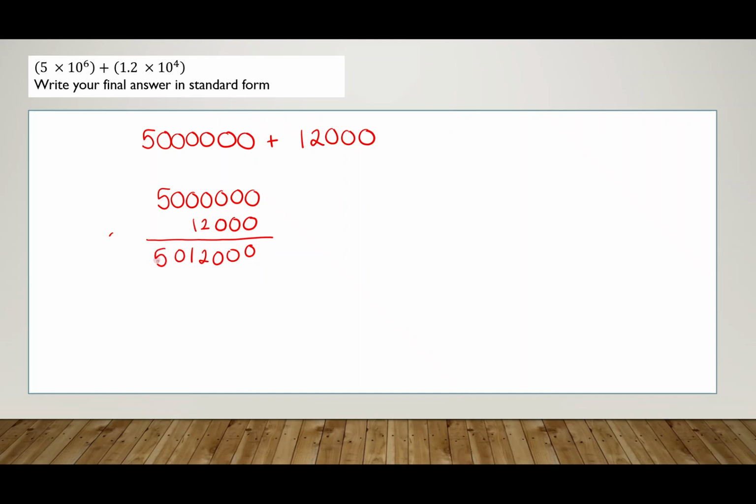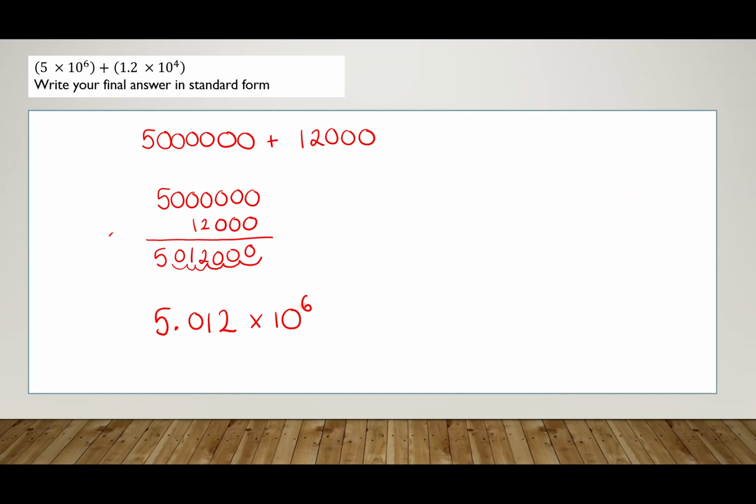I can now take this ordinary number and pop it back into standard form. So I need to place my decimal so that I'm left with a number between 1 and 10. So I'm going to place it between the 5 and the 0 because 5.012 is between 1 and 10. And then I'm going to count how many places I moved my decimal to get to my new location. And I've moved that decimal 6 places. So my final answer is 5.012 times 10 to the 6.